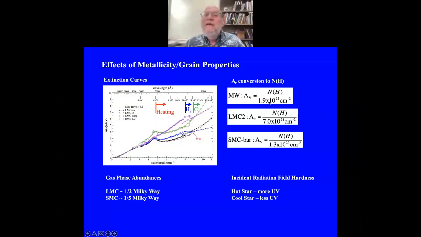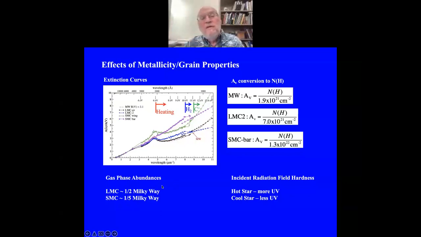On the other hand, there's the conversion to AV. So what is the column density that it takes to get an AV of 1? In the Milky Way, it's about 2 times 10 to the 21, but in the SMC, it's almost a factor of 10 higher. And this works in the opposite direction of the extinction curves. High extinction tends to collapse the layers of the PDR, but this large column density tends to expand the layers of the PDR.